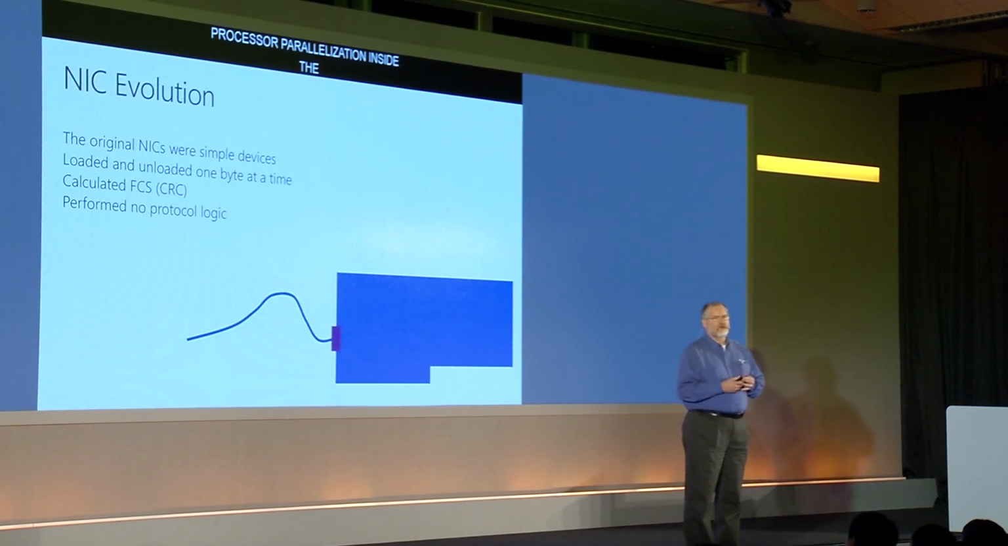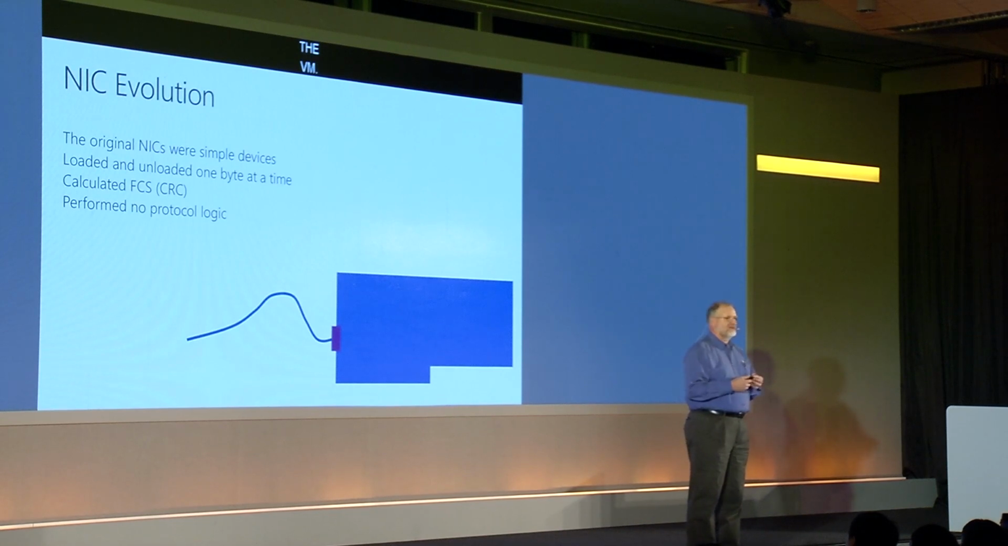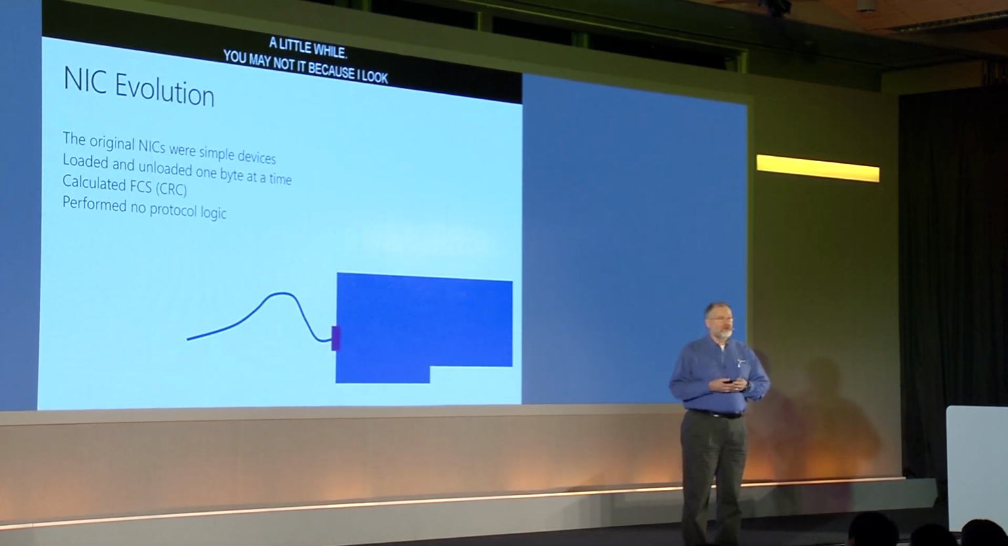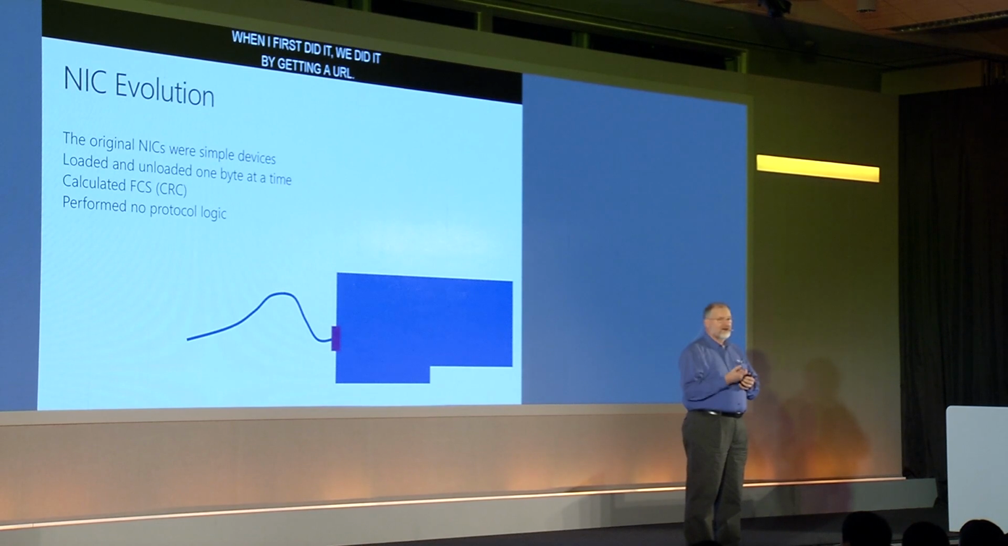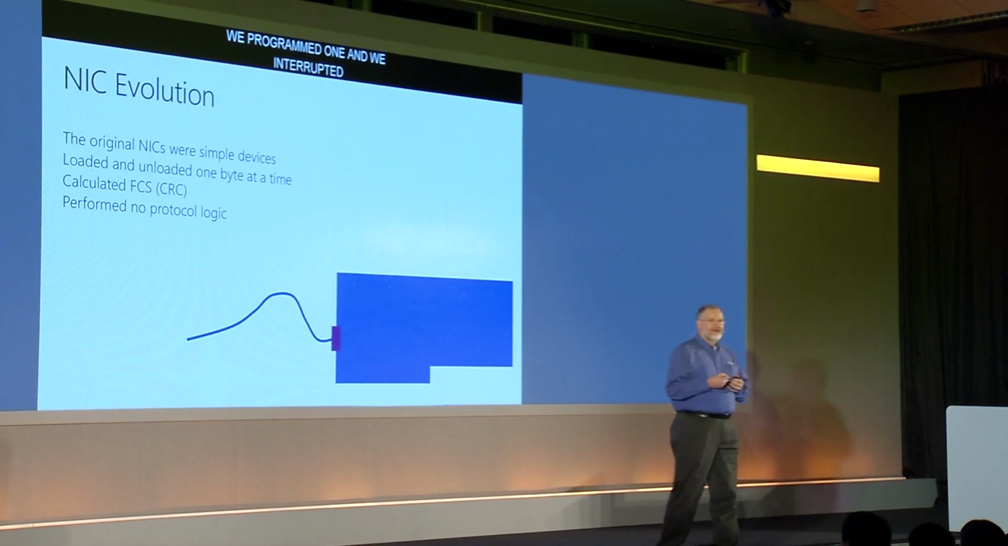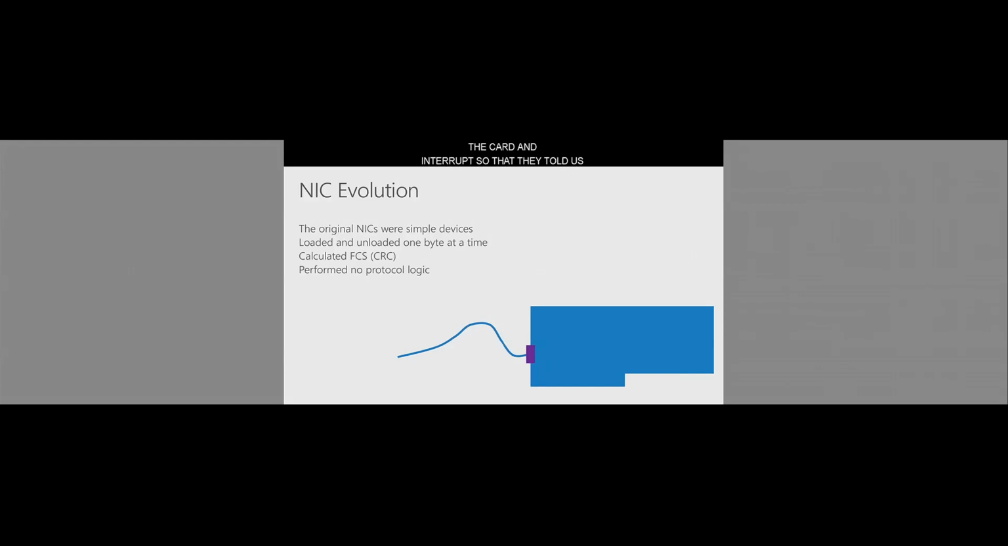I've been in this industry for a little while. You might not tell it because I still look like I'm 22 years old. But back when I first started writing networking drivers, we did it by getting a UART. Some of you might remember that technology. We programmed 1 byte to the UART, and then we interrupted the card. And when a byte was received, we got a 1 byte register. We got interrupted. We had to unload the register and reset the interrupt so that the NIC could tell us about the next byte that came in. I did this even with ISDN drivers back in the 1980s. Very slow. You couldn't do it with today's speeds.